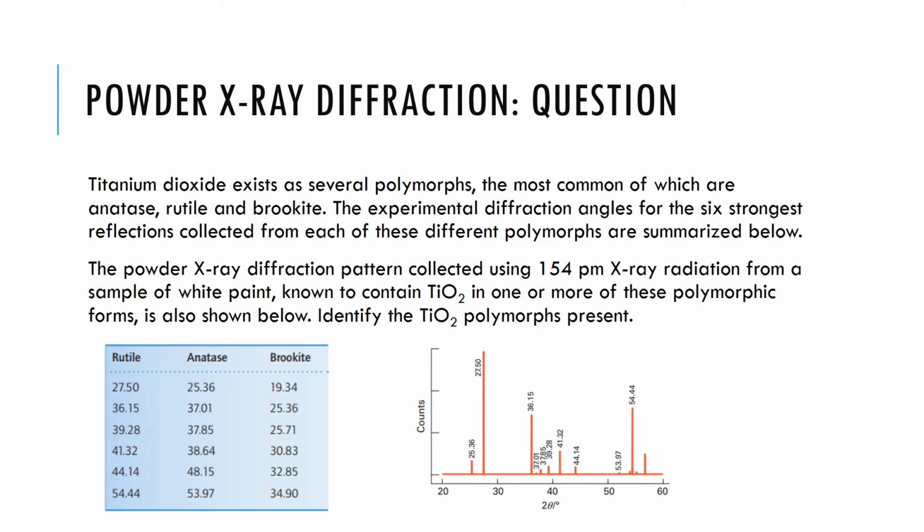So have a look at the peaks that you'd expect for rutile, anatase, and brookite, and see if you can match up the peaks from one of those polymorphs, or rather 2 polymorphs, with the diffraction pattern that you see on the right.